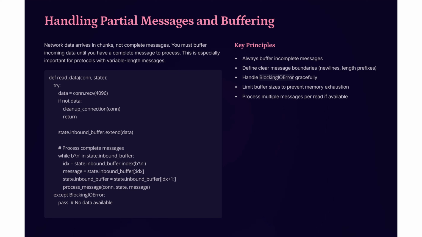Network data often arrives in chunks, requiring buffering until a complete message is formed. Use newlines or length prefixes to define message boundaries. Extend the inbound buffer with received data and process complete messages iteratively. Handle BlockingIOError gracefully and limit buffer sizes to prevent memory exhaustion, ensuring efficient and reliable data handling.